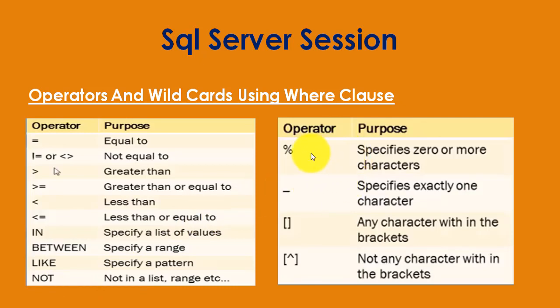Here you can see the percent sign is both an operator and a wildcard. It specifies zero or more characters. Underscore specifies exactly one character. Square brackets match any character within the brackets. Square brackets with a caret mean not any character within the brackets. That's all about the operators and wildcard details. You can follow this for getting better results.